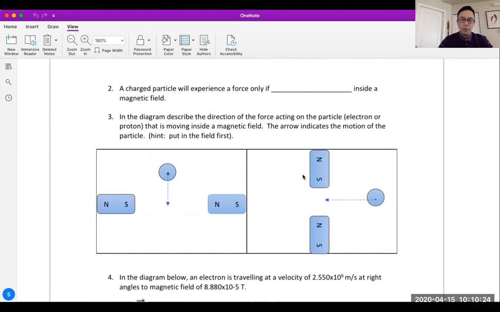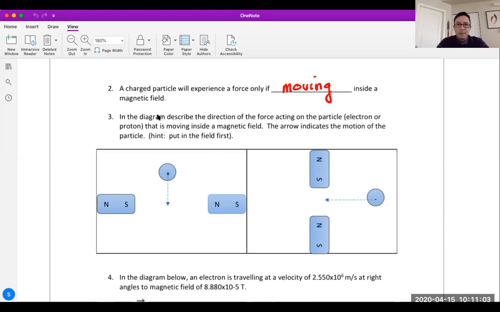A charged particle will experience a force only if it is inside a magnetic field. Well, that is, only if it is moving inside a magnetic field. That's a very strange, unusual situation, that the force can only act on the particle if it's moving. If it's not moving, no force. Okay. Question 3.